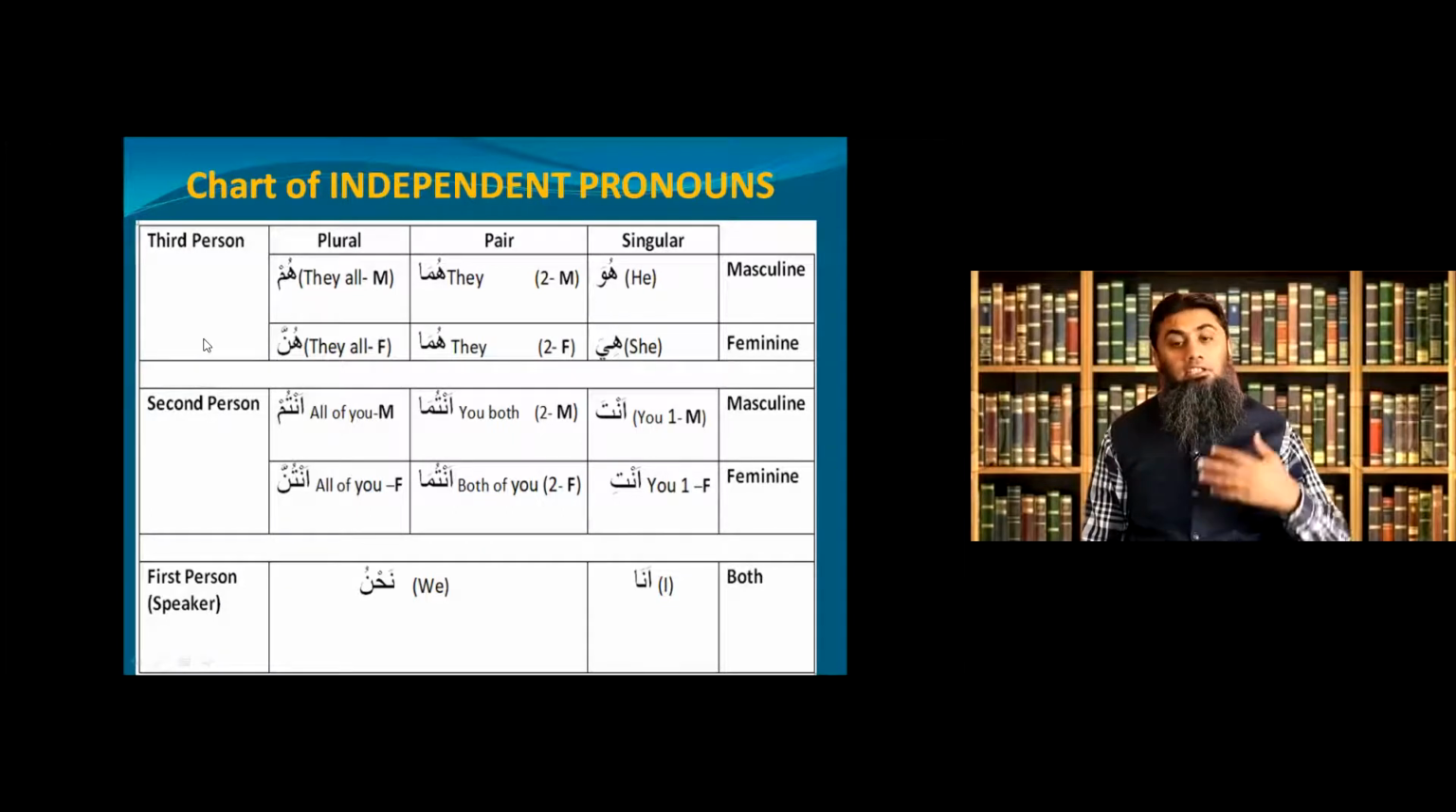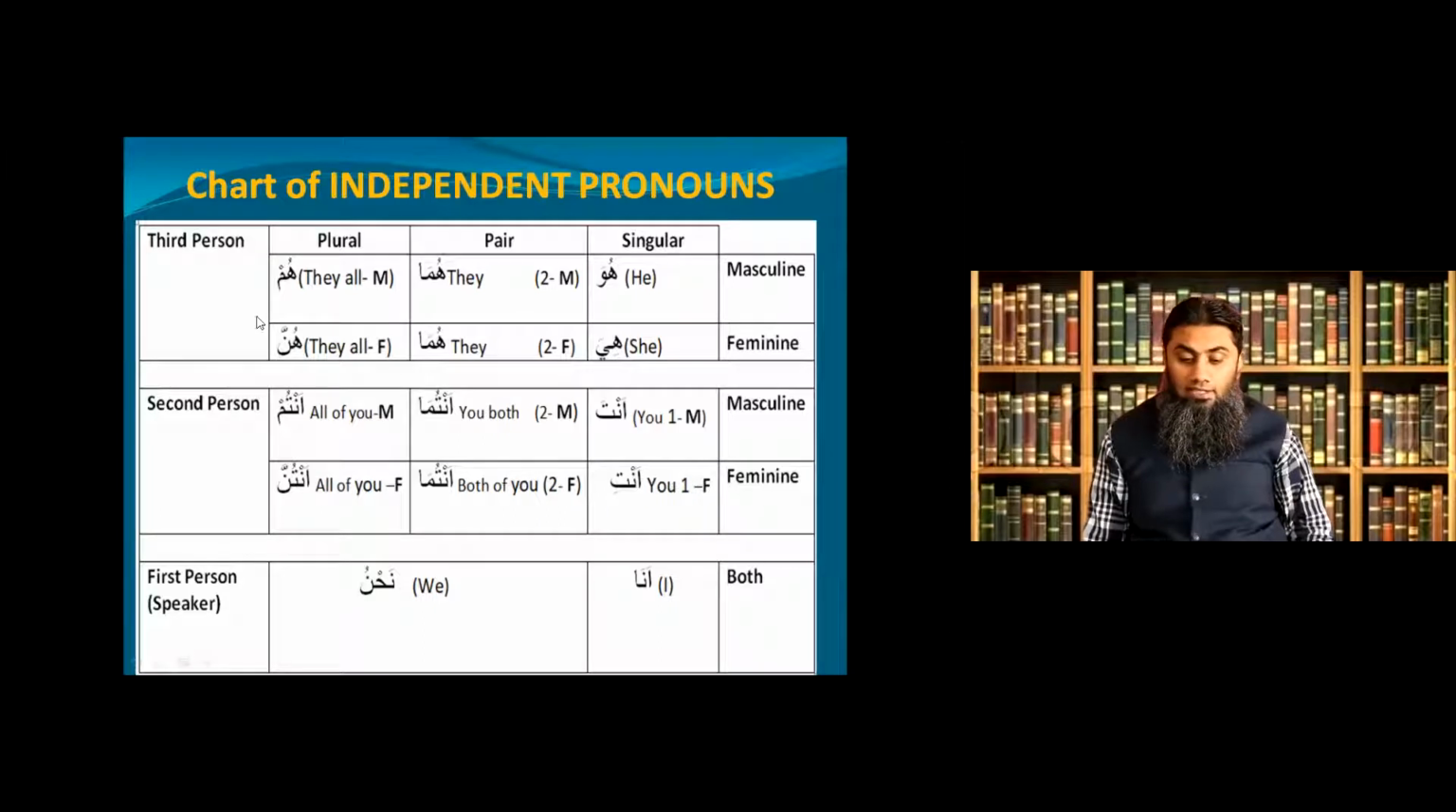Third person means if somebody is absent, we call that third person. If somebody is in front of you, it means it is second person. If you talk about yourself, it is first person. So the first part of this chart is third person, the middle part is second person, and the last part is first person. So this side is clear.